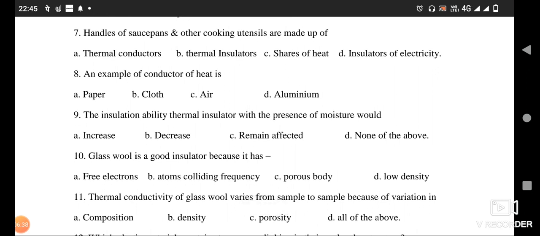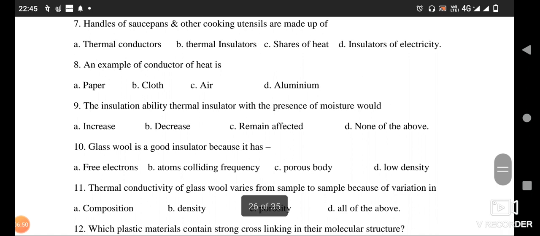Then after that, MCQ number 8: an example of conductor of heat is. Four options are given here. Option A, paper, B, cloth, C, air, and D, aluminium. It is a very simple MCQ. So which is the conductor of heat here?